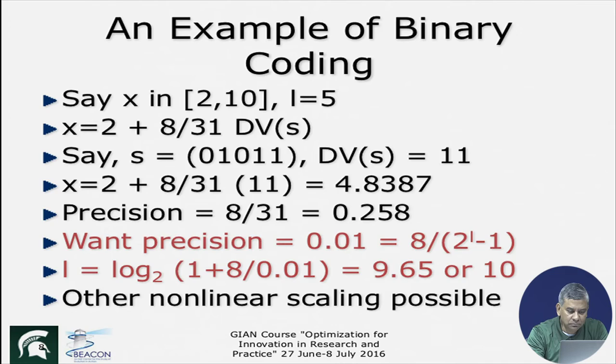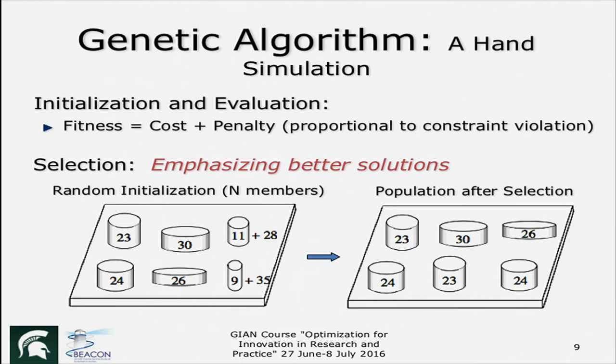Now let's continue with the algorithm and let's see what's going to happen. So we talked about the representation. Generation counter is zero. Then we have to create a set of initial strings. Let's say we have created six population members. Why six? Why not four? Why not eight? This has something to do with how much should be the population size for a particular problem.